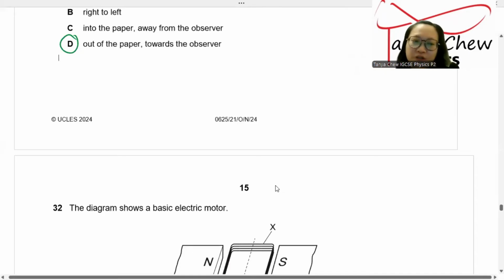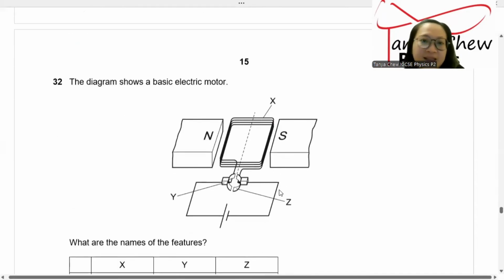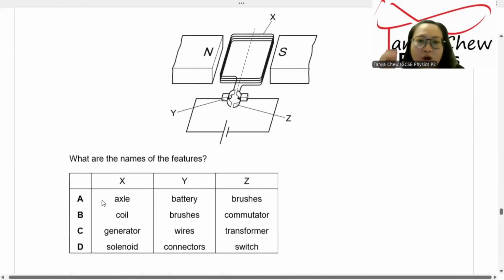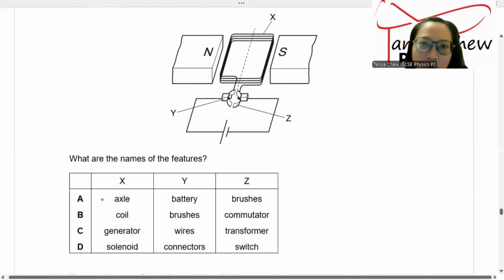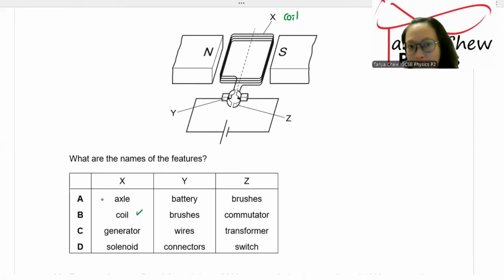Question number 32. The diagram shows a basic electric motor. What are the names of the features? X, let us look at X. X is called the coil. So coil, the answer is quite obvious. Y is called carbon brushes.